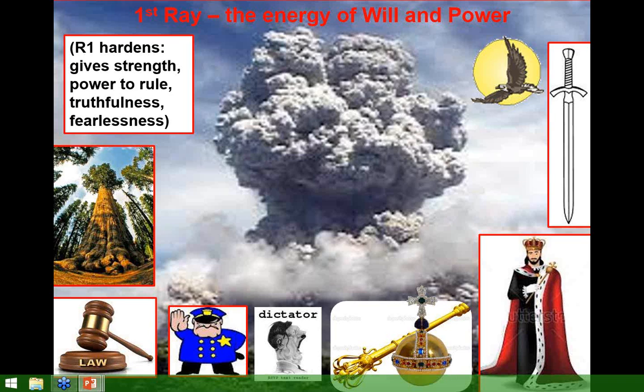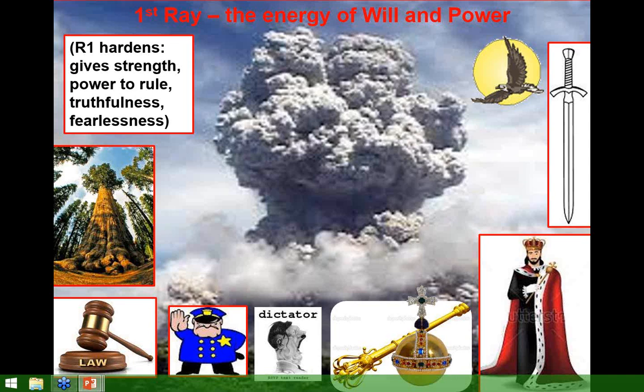And so that is what first ray types are trying to control. Now, of course, if they aren't controlling it well, if they have it as their personality ray, you will get things like dictators coming out, and I've got a little picture down the bottom of a dictator, which is really the only negative that I have on this page here.